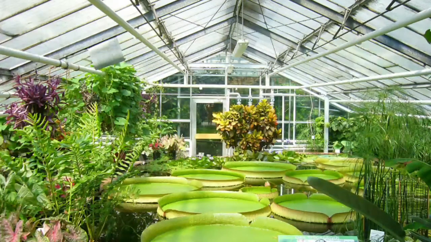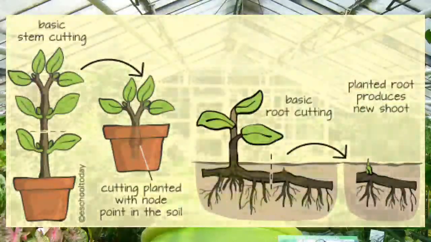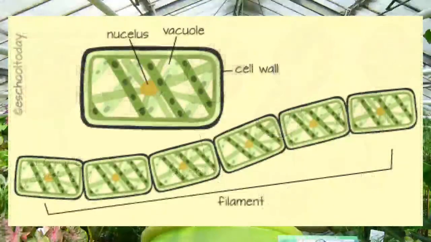The other day we started chapter 12, reproduction in plants. What is reproduction? Modes of reproduction in plants. Asexual reproduction in plants we discussed. Asexual reproduction in plants takes place by various means. These are vegetative reproduction, budding, fragmentation and spore formation.